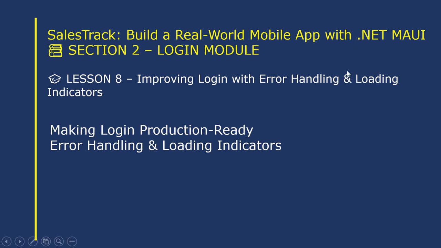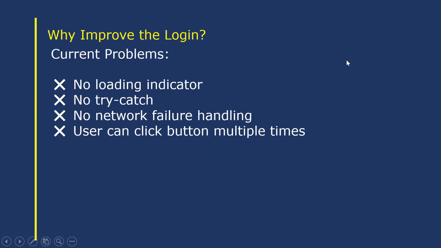In this lesson, we will improve our login implementation by adding proper error handling and loading indicators. This transforms our app from a basic demo into a production-ready application. Our current login works, but it lacks proper user feedback and error handling. In real-world applications, these improvements are essential.